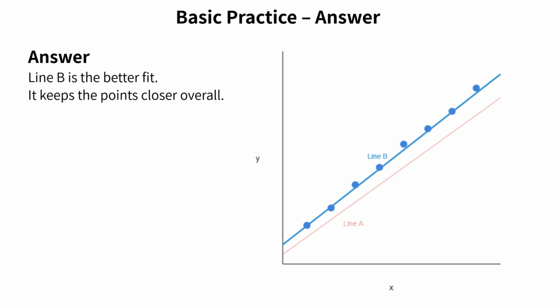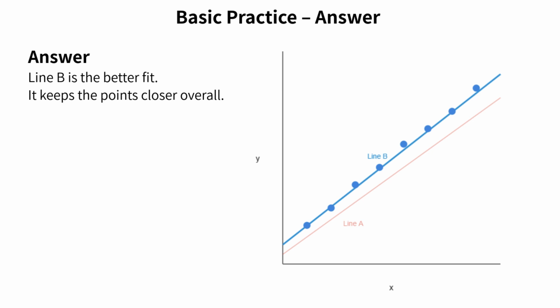Notice how line B runs through the middle of the data. Some points are above the line, and some are below it, but the distances stay relatively small. That balance matters. Now compare that to line A. Line A may look similar at first, but across the graph, it stays farther away from many points. Those distances add up. On the SAT, this is exactly how better fit is defined.